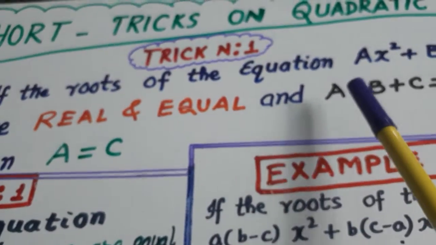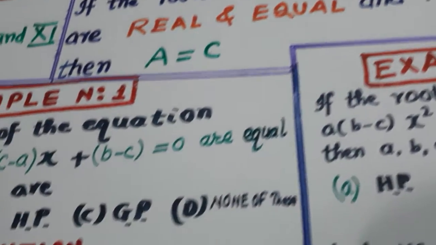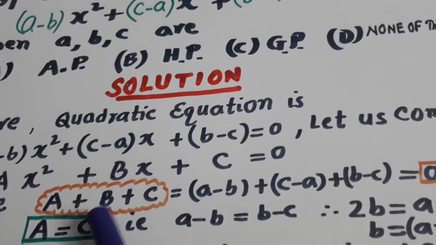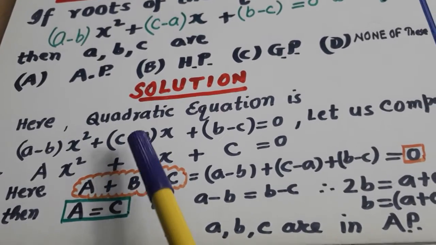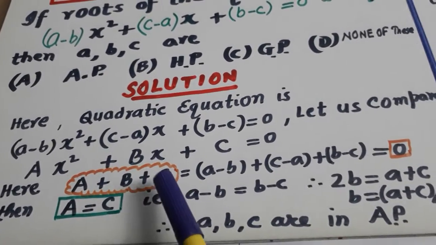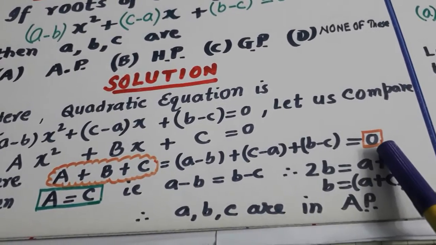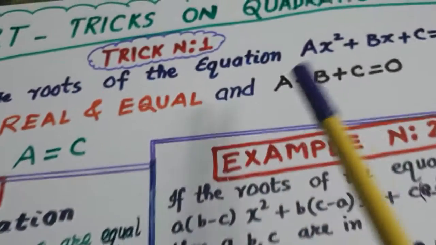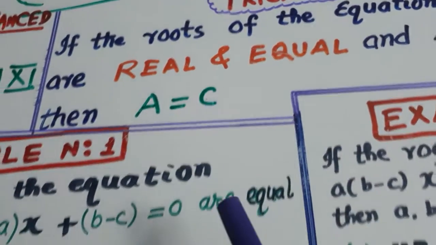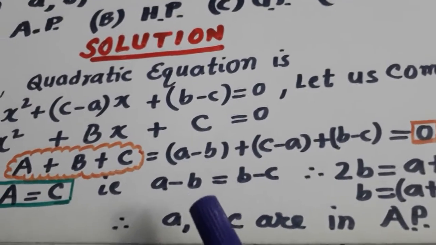look here, A plus B plus C should be 0. Here A is a minus b, B is c minus a, C is b minus c. The sum of this is 0. Then A will be equal to C. So let us go accordingly.